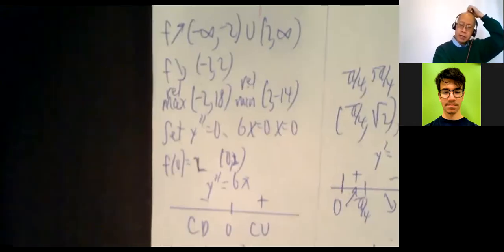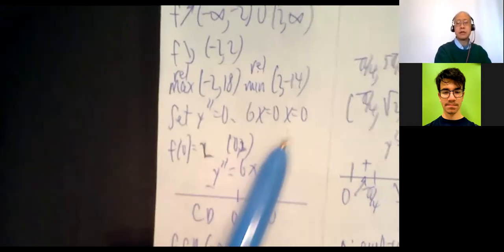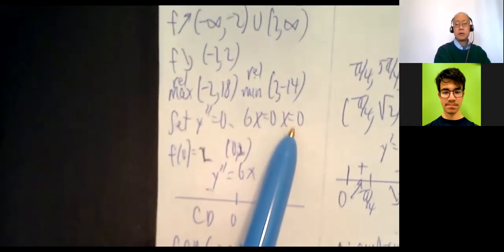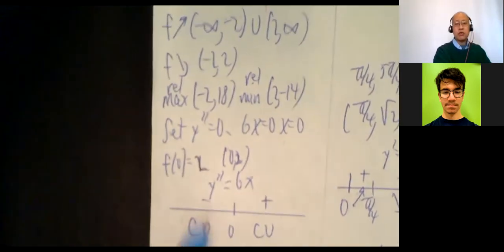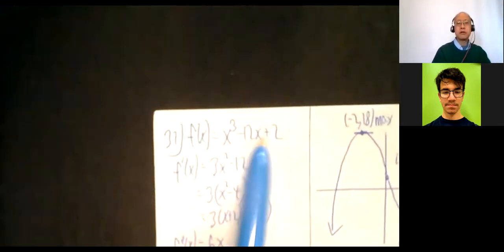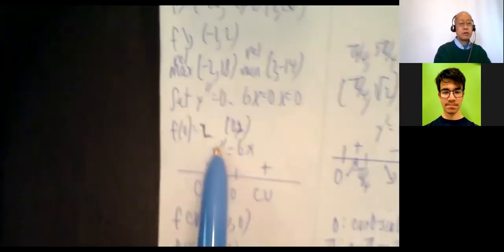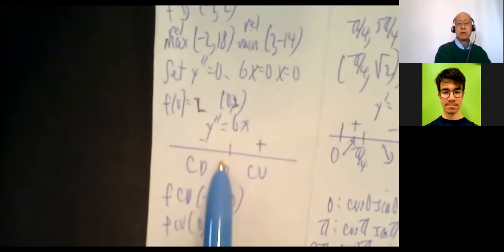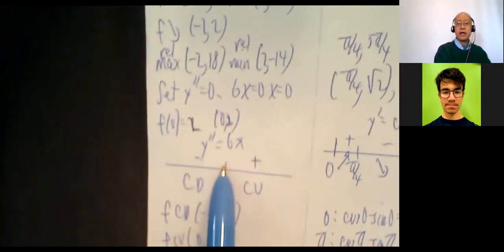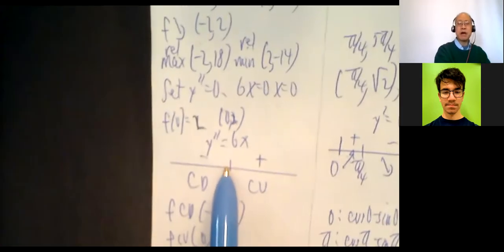6x equals 0. Well, that means x equals 0. That's very easy. Plug in to find the y coordinate. F of 0, 0 minus 0 plus 2, 2. 0, comma 2. Might be an inflection point. It does not have to be an inflection point. It might be an inflection point.